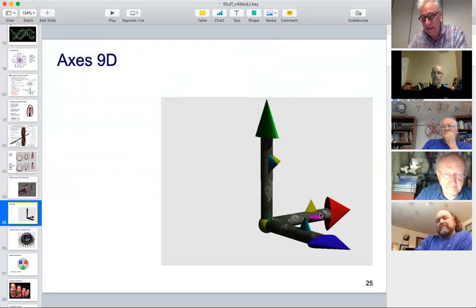You can get 12D quite easily. One way to get 12D here would be to put a number on here to say which direction it was. Or you could put more fins on and say how the other fins were rotating, or lots of ways to do this.